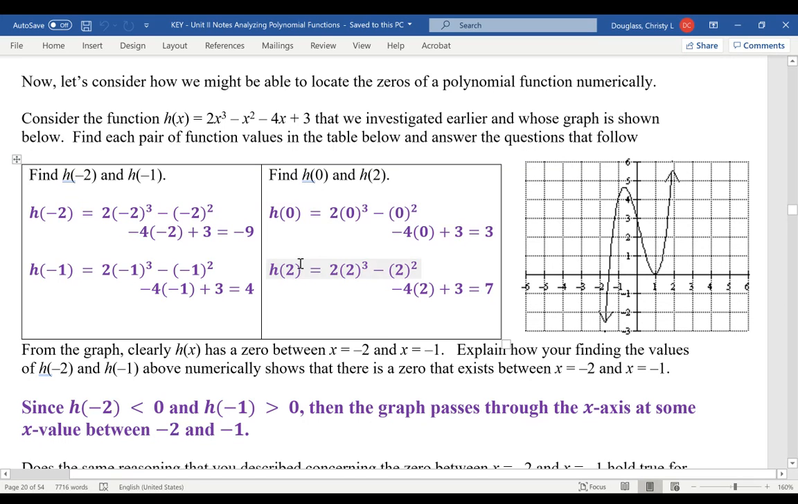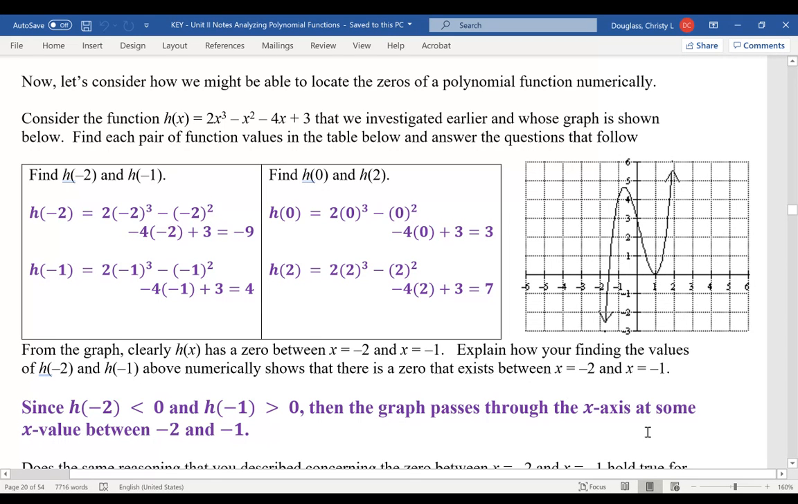So between 0 and 2, the y values are both positive. So you might be inclined to think that there must not be a 0 between 0 and 2 because they're both positive. But there actually is a 0 between x equals 0 and x equals 2, and that's the number 1.